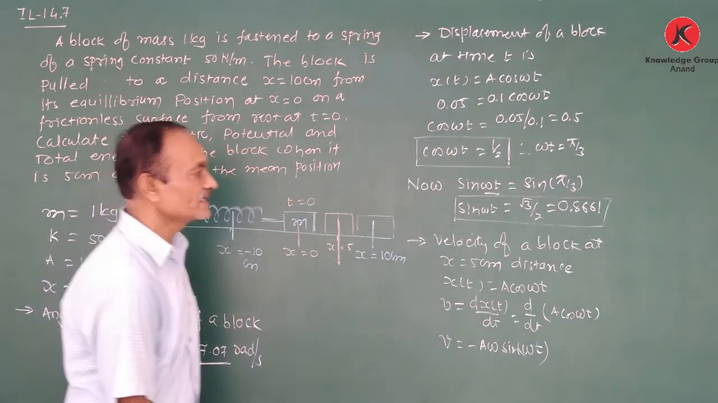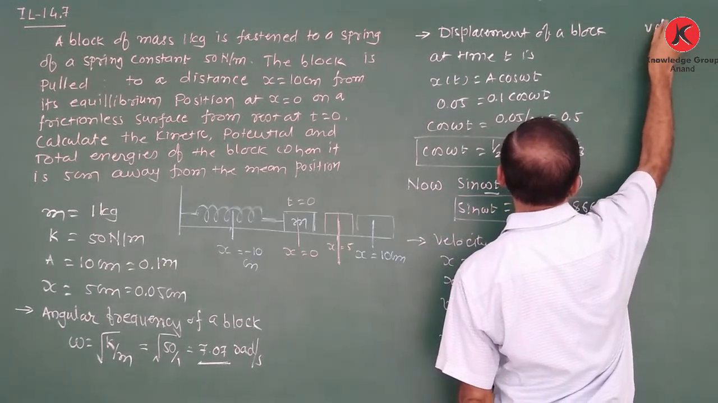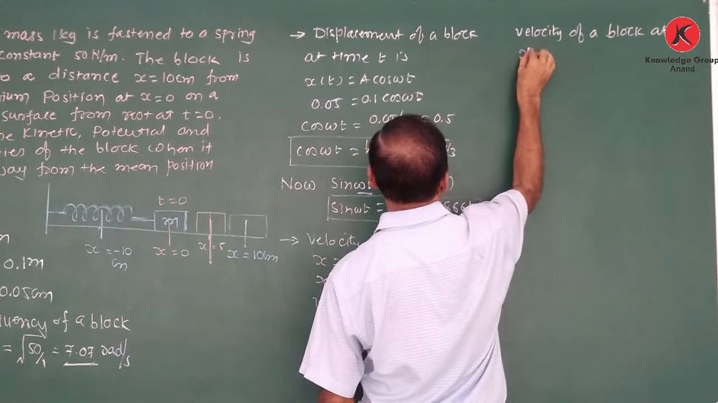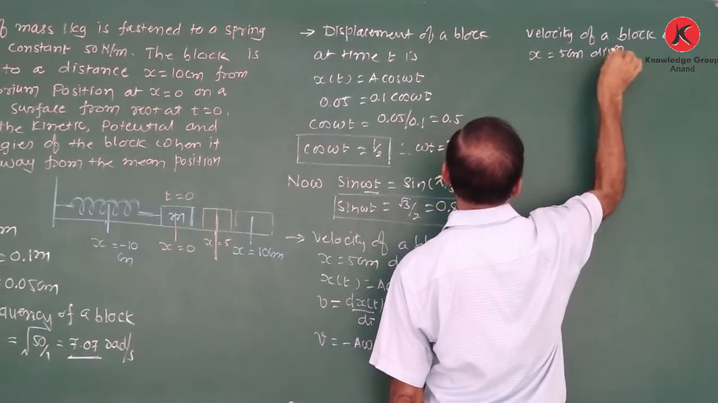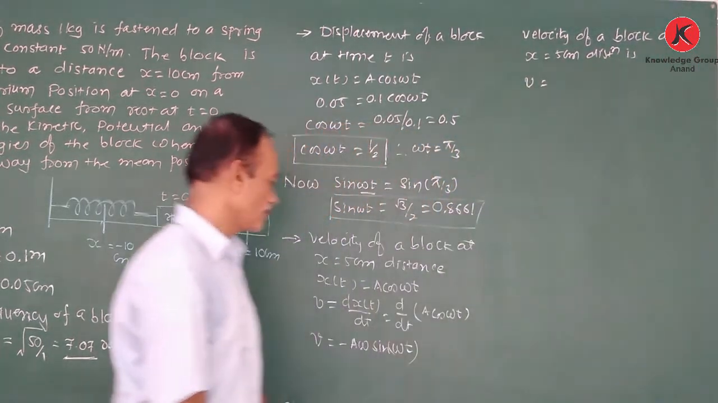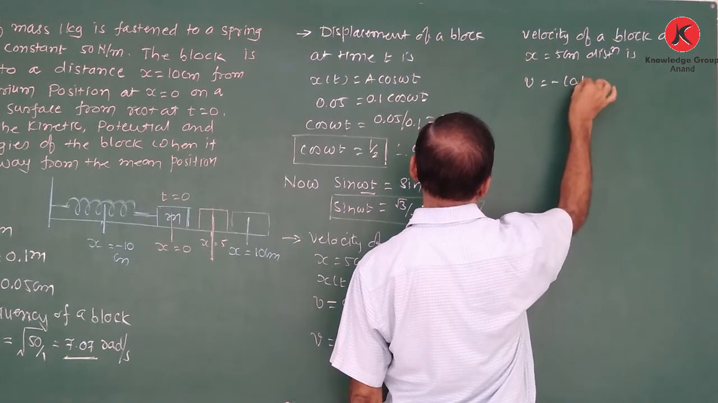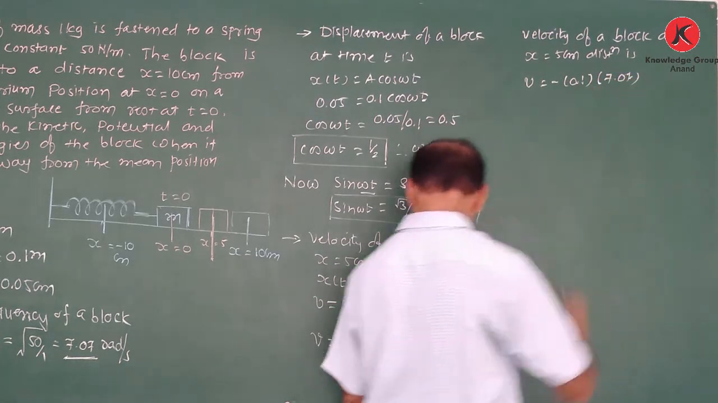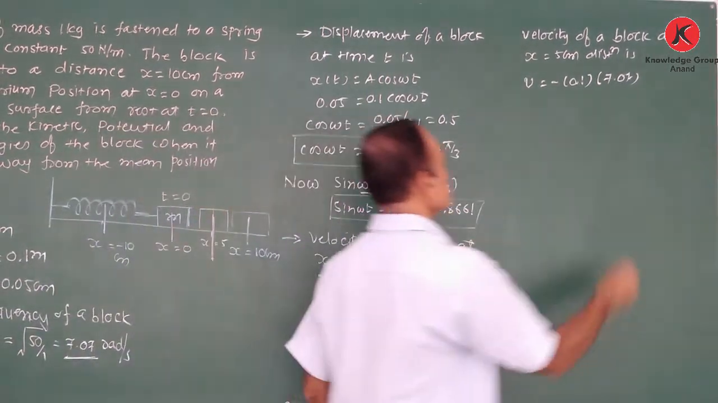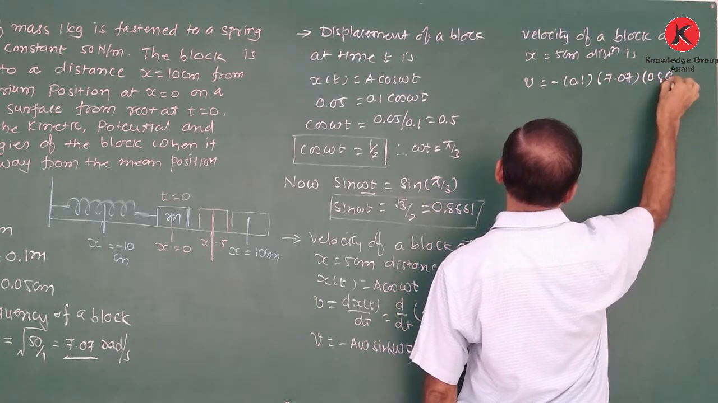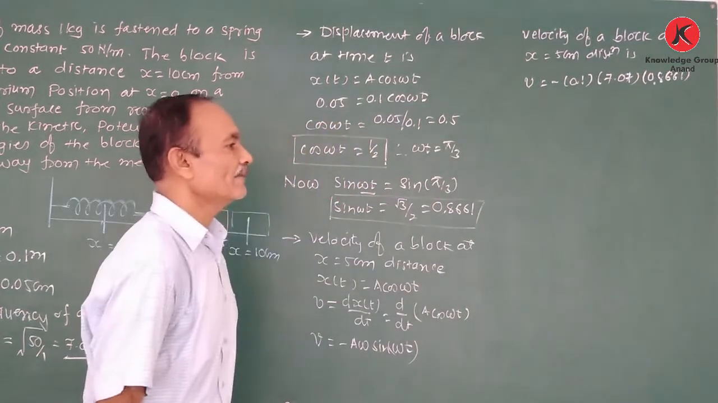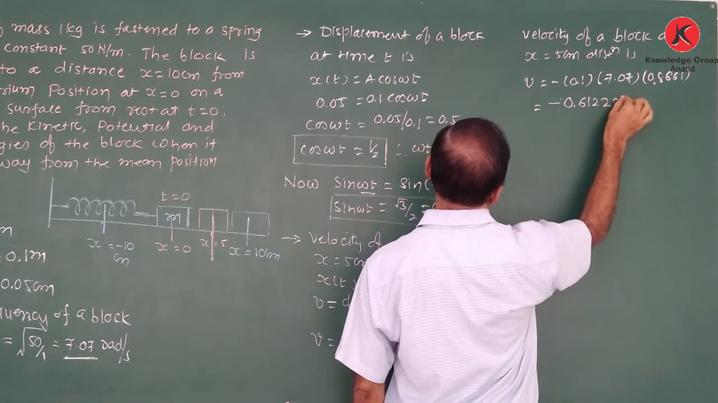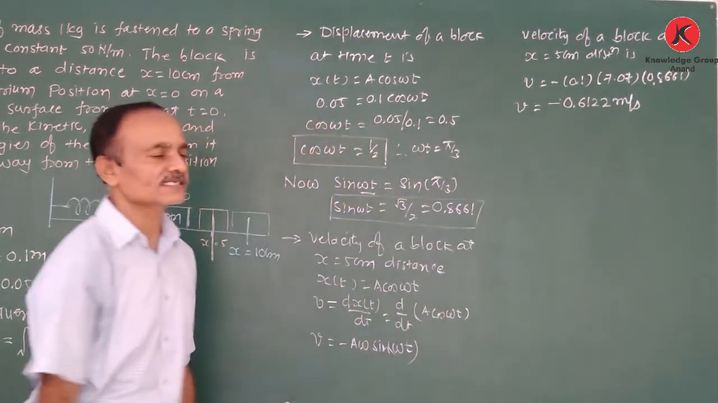Now we substitute the values. Therefore, velocity of the block at x equal to 5 centimeter distance is v equal to minus A, that is 0.1, times omega, which we already calculated as 7.07, times sin omega t, which is 0.8661. Therefore, the value of velocity is minus 0.6122 meter per second. Calculate and check the answer.